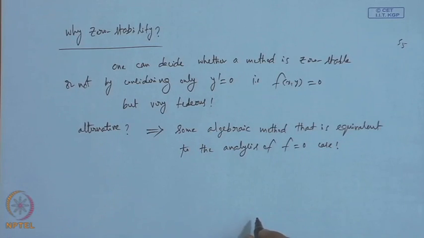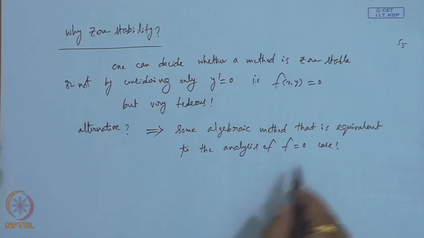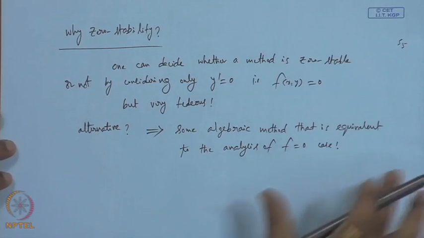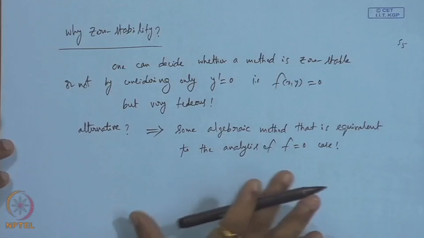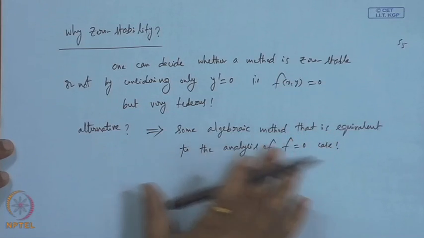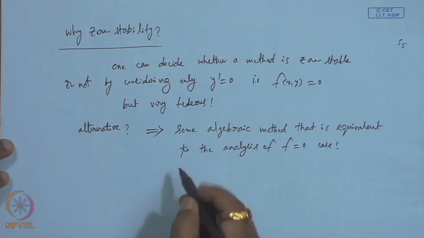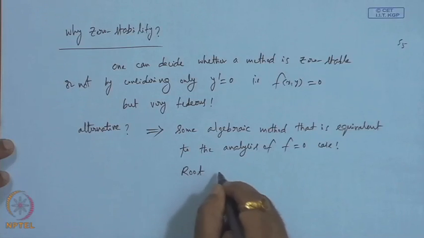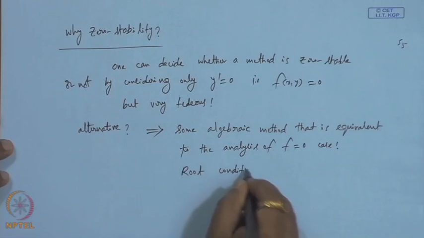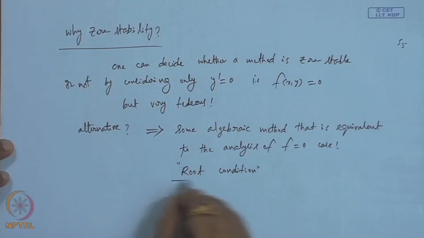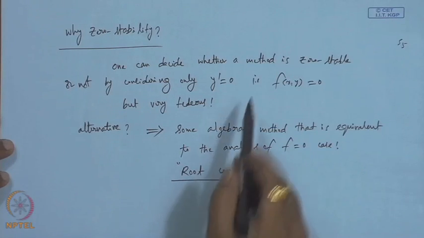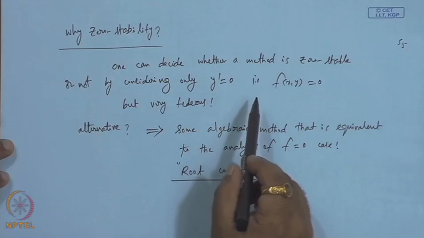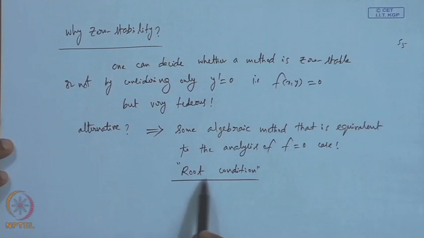So, some algebraic condition: you verify a certain condition and then conclude that the method is zero-stable or not zero-stable. So, what is the corresponding algebraic condition? That is called the root condition. So, instead of doing this tedious analysis, we pick this alternative and analyze it to conclude whether a method is zero-stable or not.